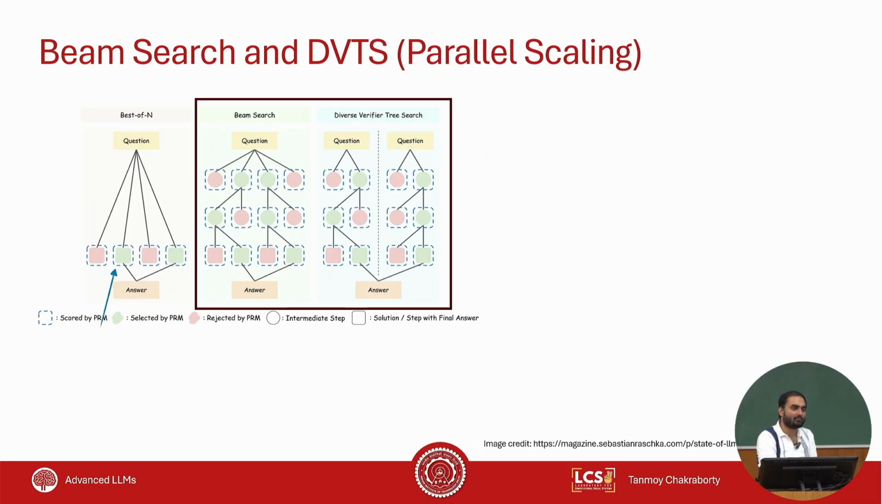Beam search. All of us know beam search: you start from the same prompt, and then you ask the model to generate k different tokens, and then you follow those tokens in parallel, and you stop when the end of sentence is generated. Again, there is no PRM involved. So you stop when the end of sentence is generated, and then again you do some majority voting.